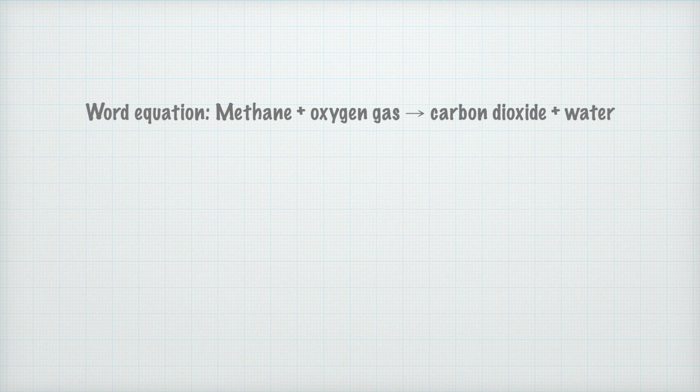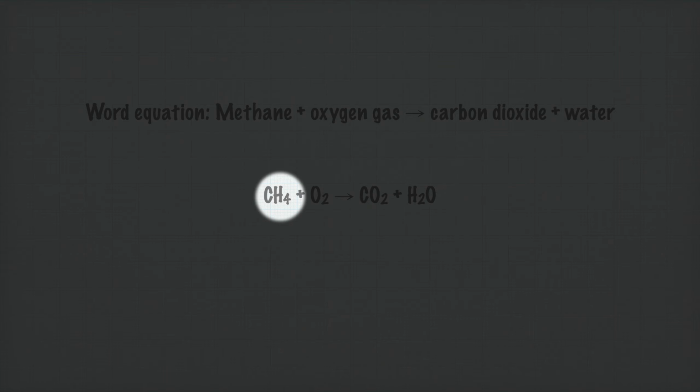Now, let's write a word equation for that too. Methane plus oxygen gas turns into carbon dioxide and water. Now we can translate the words into chemical formulas. We have methane, we have oxygen, we have carbon dioxide, and we have water. Now the question is how many methane and oxygen molecules react, and how many carbon dioxide and water molecules are formed. If you look at the chemical equation, you'll see that there are 4 hydrogen atoms in the methane molecule here.